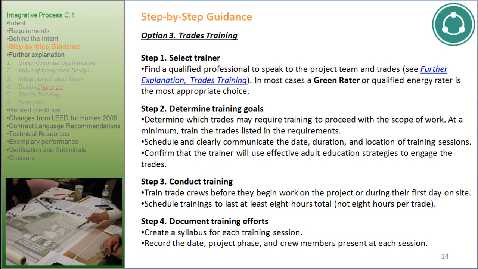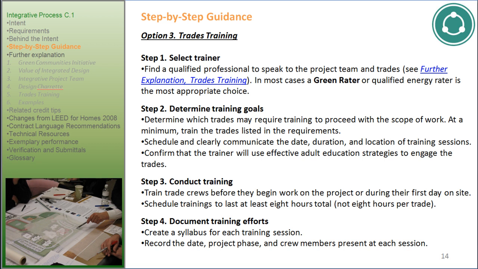Option 3. Trades Training. Step 1. Select trainer. Find a qualified professional to speak to the project team and trades. In most cases, a green rater or qualified energy rater is the most appropriate choice. Step 2. Determine training goals.